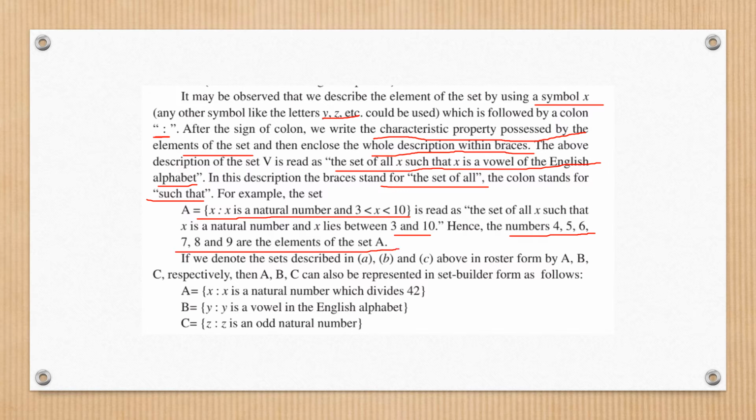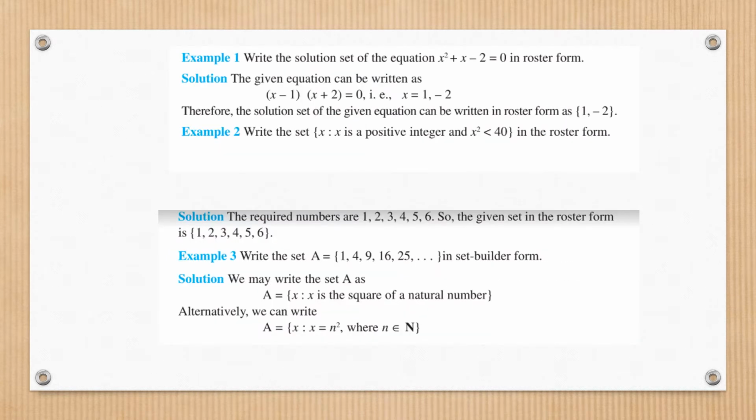And a few more examples are there. x is a natural number which divides 42. y is a vowel of English alphabet. z is an odd natural number. Let's take a few examples. Write the solution set of x square plus x minus 2 equal to 0 in Roster form. So we'll factorize the equation, and the two roots are 1 and minus 2, which can be represented by putting curly brackets and separating by comma.